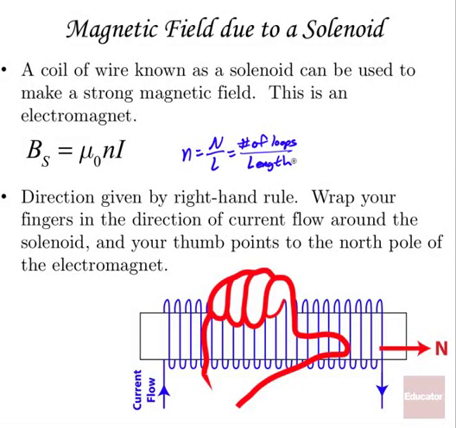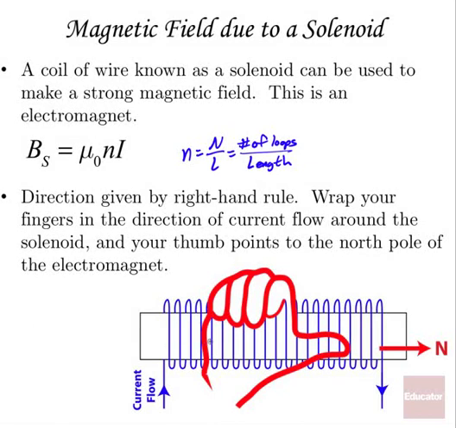Fingers in the direction of current flow around the solenoid, and your thumb will point to the north pole of your electromagnet. So for example, if I have the wire wrapping around this way, if I take the fingers of my right hand and wrap them in that direction around the wire, my thumb points to what's going to be the magnetic north of my electromagnet. Another right-hand rule.